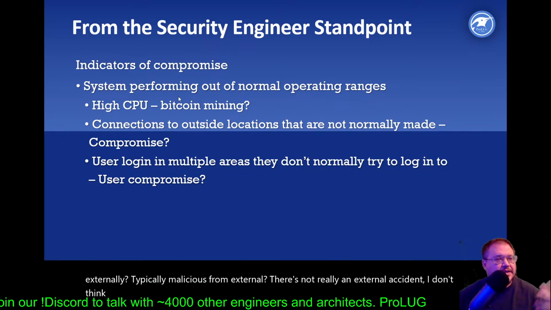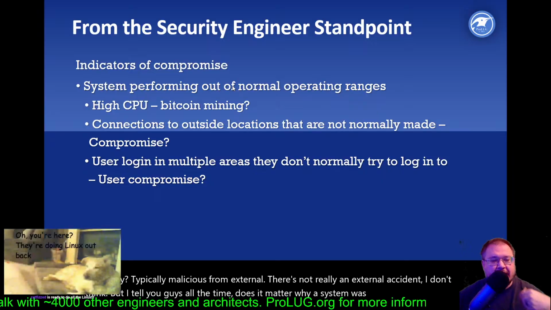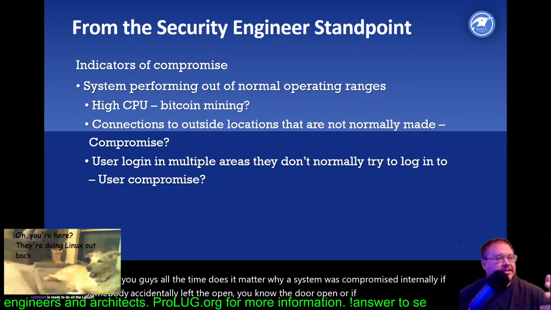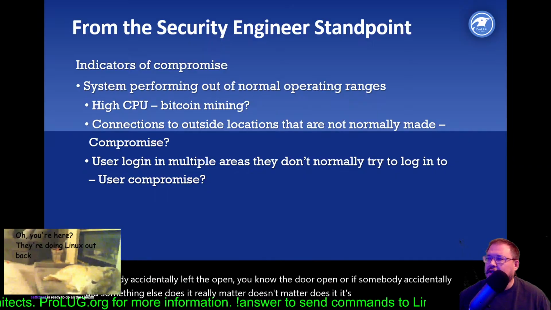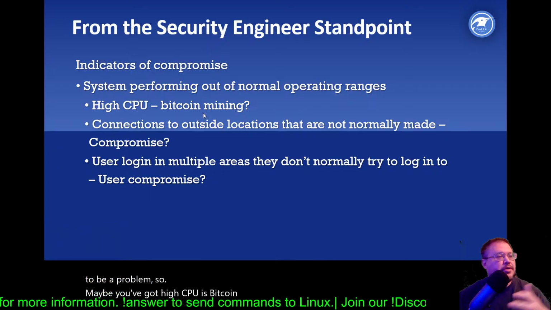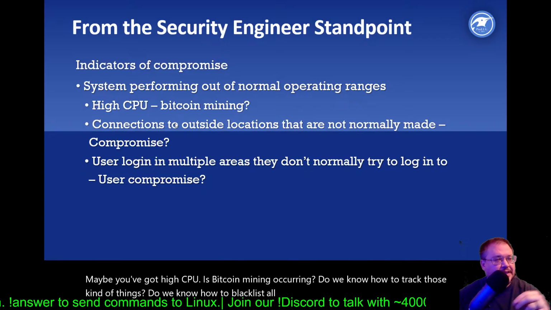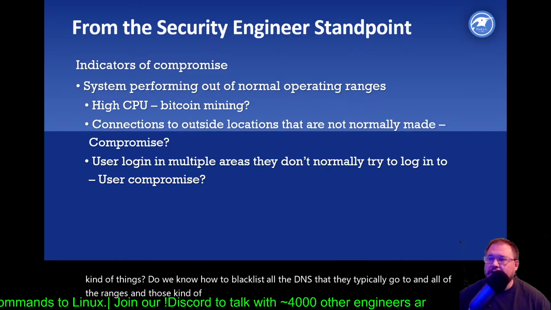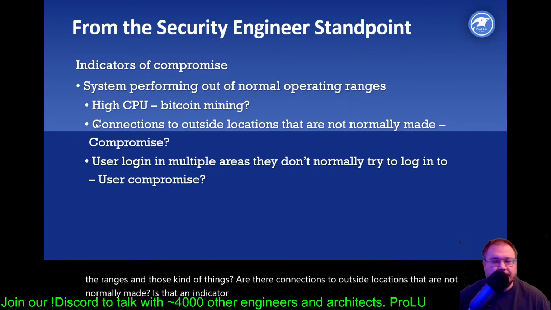But I tell you guys all the time, does it matter why a system was compromised internally? If somebody accidentally left the door open, or accidentally did something else, does it really matter? It doesn't matter, does it? It's still going to be a problem. So maybe you've got high CPU. Is Bitcoin mining occurring? Do we know how to track those kinds of things? Do we know how to blacklist all the DNS that they typically go to and all of the ranges? Are there connections to outside locations that are not normally made? Is that an indicator of compromise of some type?